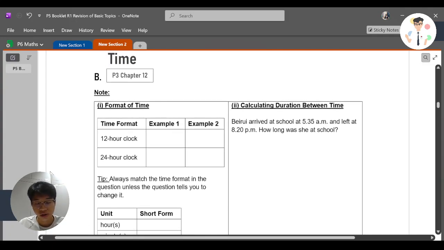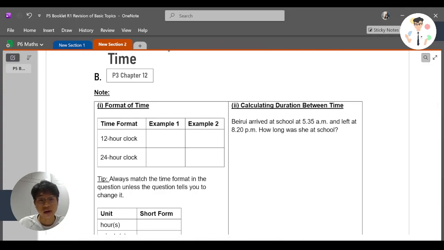The first thing I would like to remind you of is the format of time. We usually put time in two different formats, either the 12-hour clock system or the 24-hour clock system. It is actually the same thing, it's just that the way we put it is a bit different. For example, 11:23 a.m.